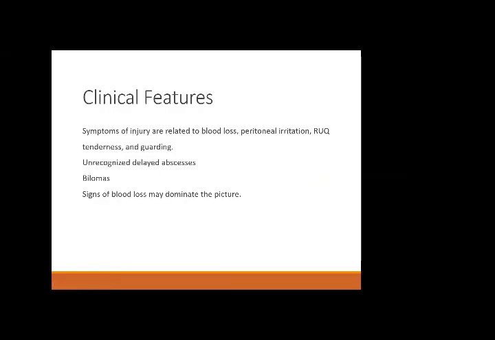How do you diagnose the injury? Sometimes it is about blood loss, hypovolemia, and signs of peritonitis. There may be unrecognized delayed sepsis. Sepsis can develop anywhere in the body, right up to the left side, anywhere. There can be collections, and the patient will be anemic and develop full-blown peritonitis.